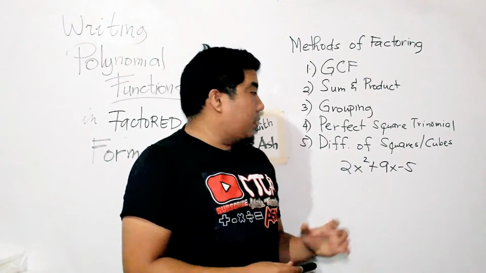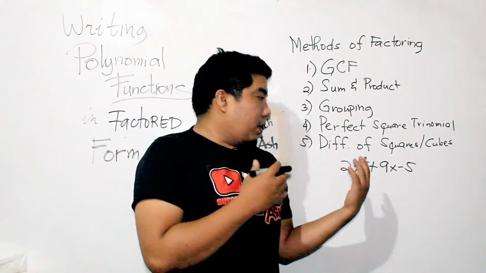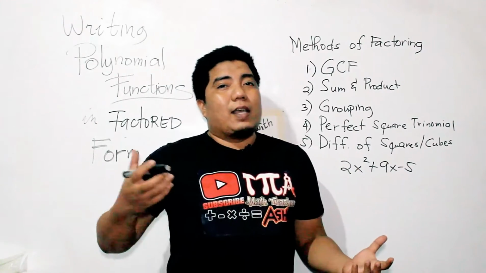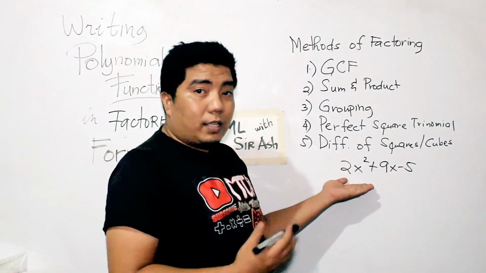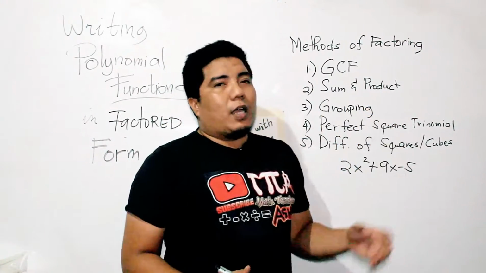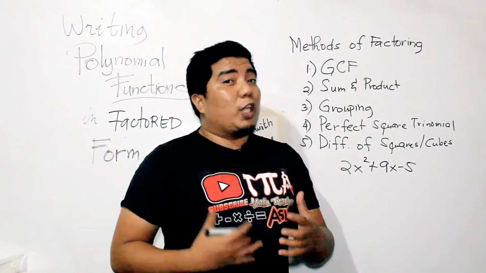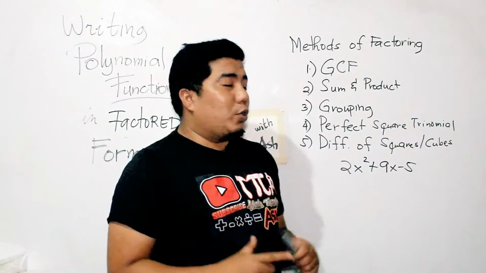Now, my dear math learners, the grouping method is basically applied, especially if the trinomial has a leading coefficient that is bigger than 1. In this case, it is 2, right? So, if you could apply the sum and product, good for you. But if you want to have a sure thing in factoring, you can use the grouping method. How do you do that?